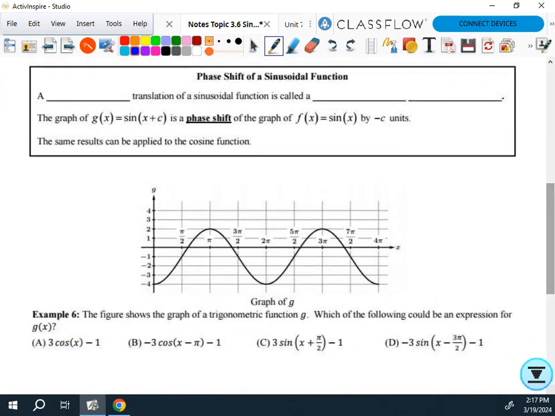So phase shift of a sinusoidal function sounds all fancy. All this is your horizontal translation. I'm going to abbreviate that, there's not enough room. The horizontal translation of a sinusoidal function is called a phase shift. So everything just has a different name, but it still works the exact same way.